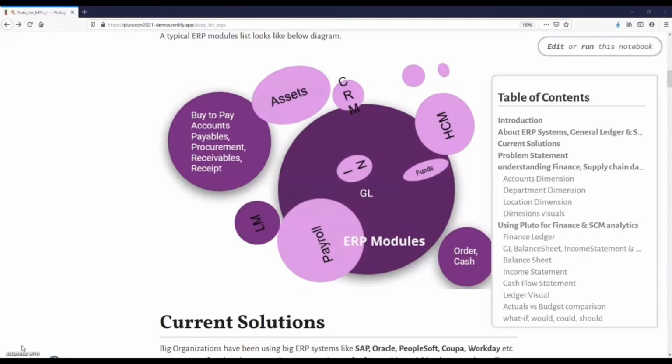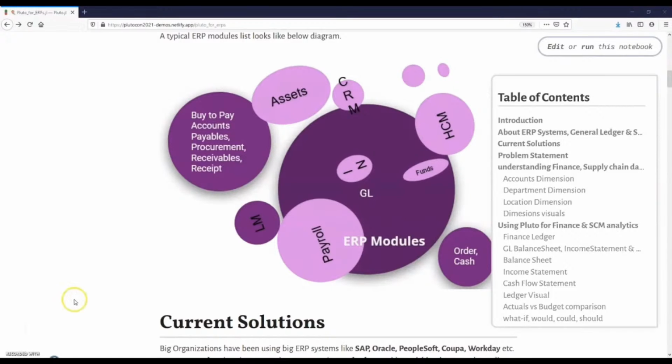Now, many organizations use ERPs in different ways, and they may choose to implement all of these or maybe only a few of these systems. For example, you only implement accounts payable, receivables, procurement, and receipt, specifically if you are dealing only with the buy to pay systems. You also can choose to implement assets or maybe order to cash or lease management, things like that. It totally depends on the business organization.